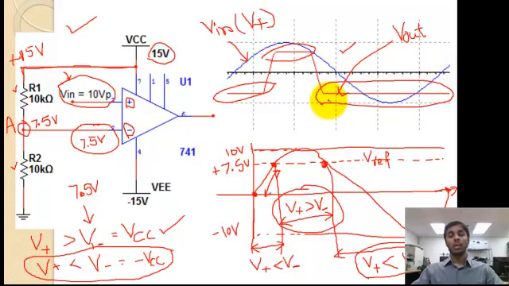So that is a non-zero level detection. It's based upon the same concept. If the voltage at the inverting terminal is greater than the non-inverting terminal, then it is going to be negative VCC, otherwise it is going to be a positive VCC.